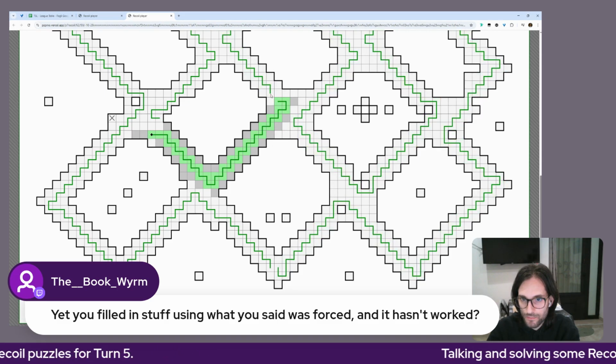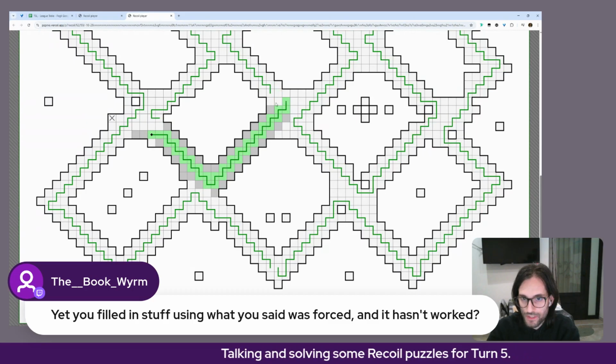Should be this move, right? Should be this move that creates the problem. Yeah.